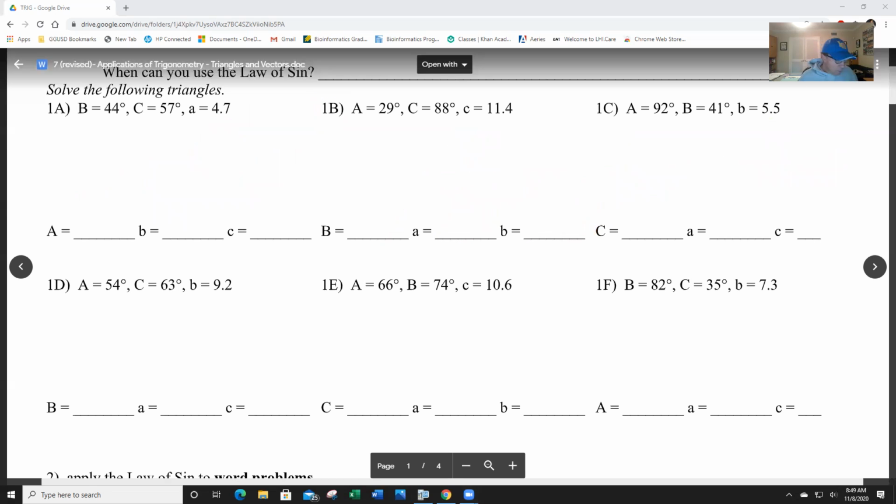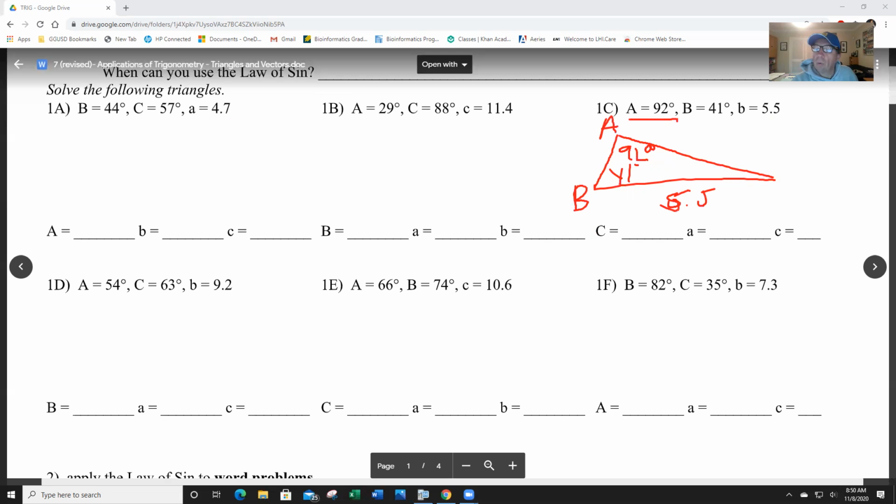Okay. And then C, to get a good drawing, I'll put the drawing right below it, I guess, in this case. So we got 92 degrees. This is 92 degrees. All right. Sounds good. And here's 41 degrees. It's a decent drawing. And then, so we got 92, that's A. B is 41. And then they tell you B, which is opposite, is 5.5.